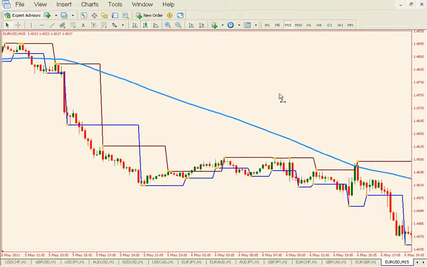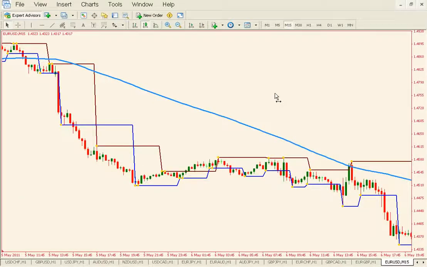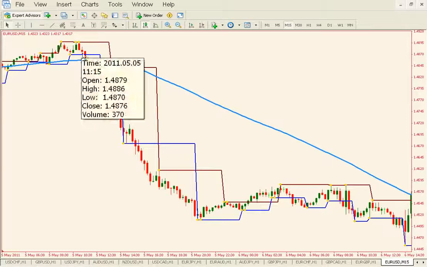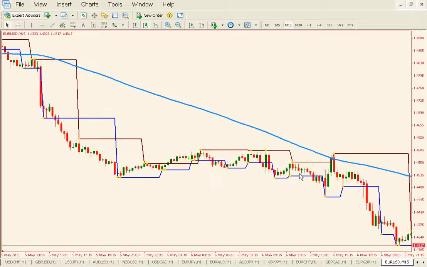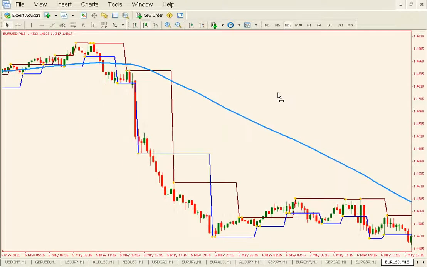Now how do you get out of these? Usually there's a couple of ways. When you get in, it follows the 100-hour moving average. So what you could do is wait for it to break the other side of the 100 bar moving average, or else you could wait and get out on the next fractal high.